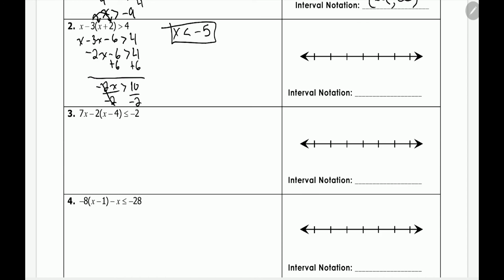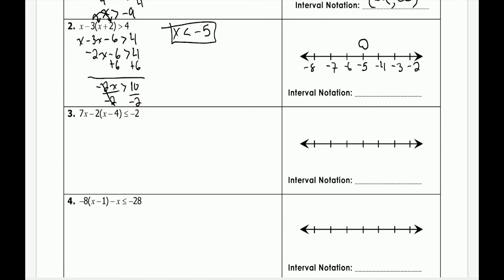Now let's graph it. So our options are a closed circle or open circle at negative 5. Let's put our numbers on here. Let's go from negative 8, negative 7, negative 6, negative 5, negative 4, negative 3, negative 2. We're going to have an open circle at negative 5. And should we draw a line to the left or to the right? Well, where are the numbers that are less than negative 5?